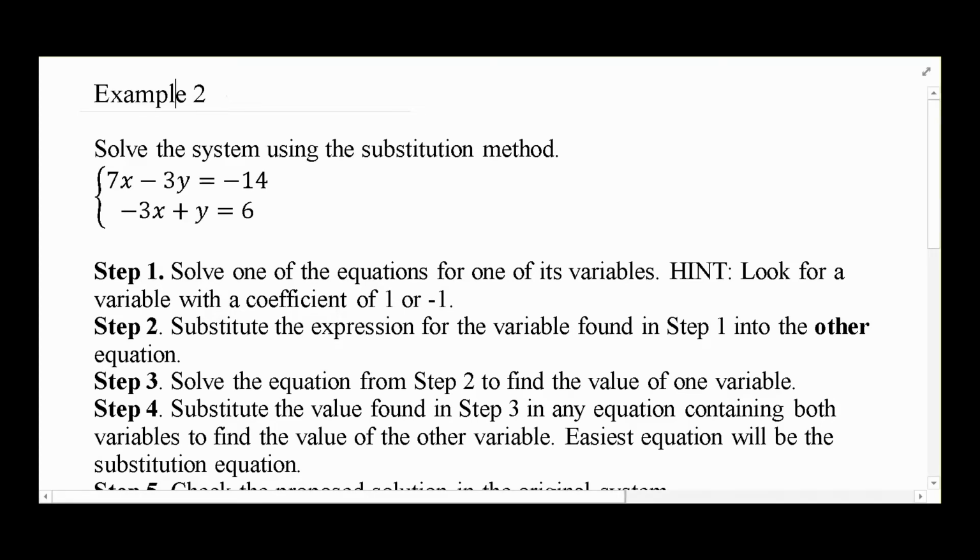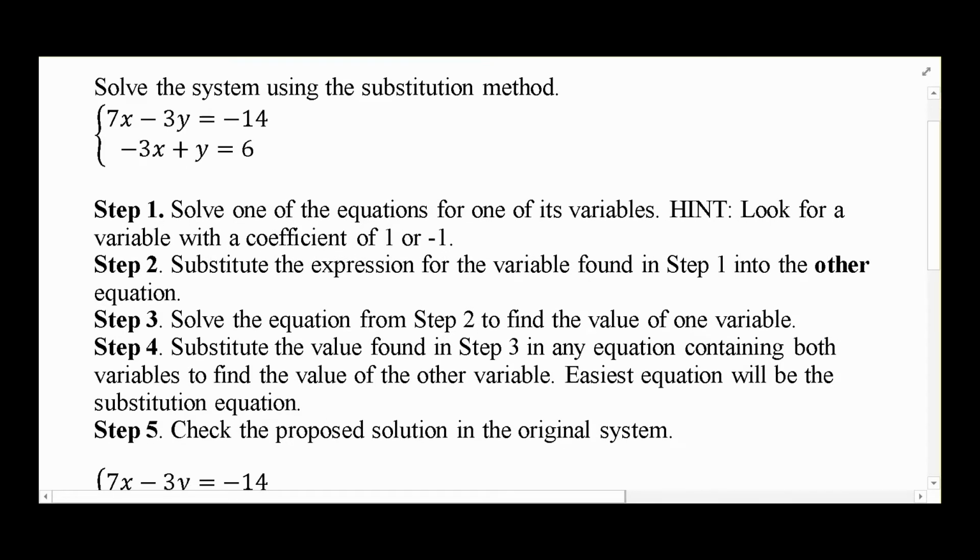For this substitution method, and we'll see why it's called the substitution method in just a moment, our first step is going to be to solve one of the equations for one of its variables, which means we have four options. We could solve to get the x in the first equation by itself, or the y in the first equation by itself, or the x in the second equation by itself, or the y in the second equation by itself.